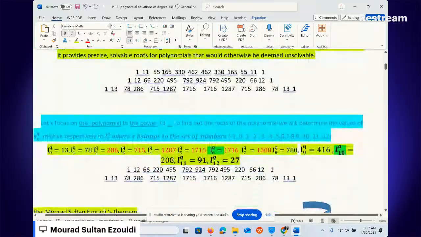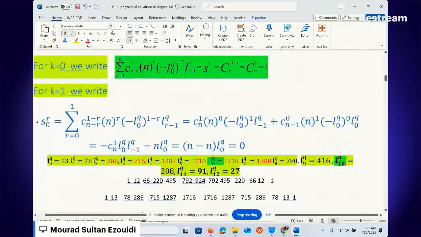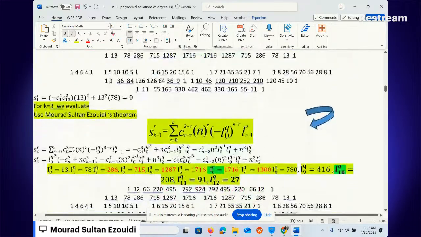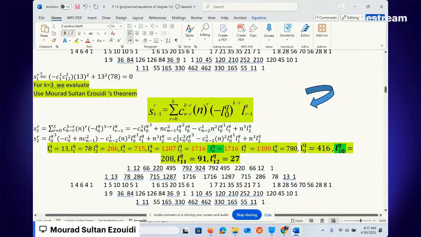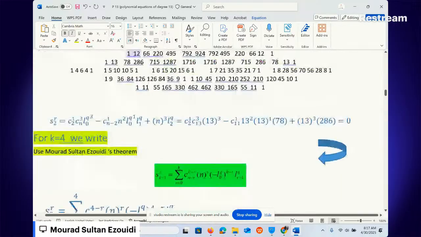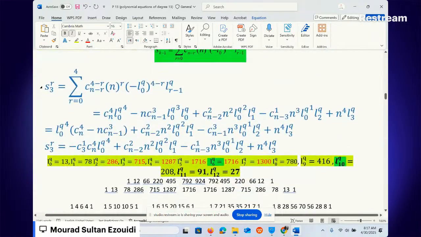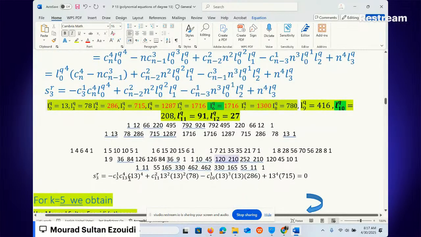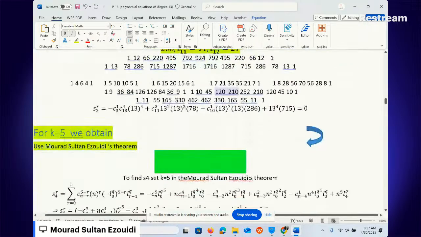And in fact, we applied the theorem of Murat-Sultan Ezouidi, and we obtained that S0 is equal to 0, and we extend our formula to find S1. The value of S1 here is going to be equal to 0. Also here, S2, my professor, is going to be equal to 0. And we continue the process. Here we find S3. My professor, teacher, colleagues and numerical researcher, S3 is going to be equal to 0, which means we continue.